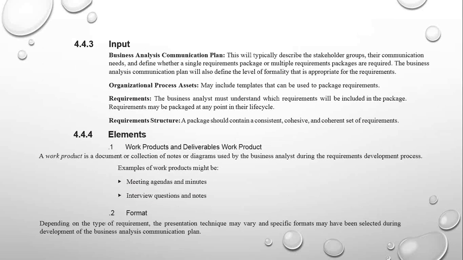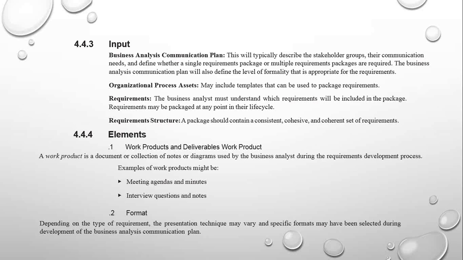Let's see what the inputs are. When we talk about input, first is the business analysis communication plan. The plan always plays a very big role, and we have studied the business analysis communication plan in the previous sections also, but now we are going to talk a little more over here. It describes the stakeholder group, its communication needs, and whether a single requirement package or multiple requirement packages are required. The business analysis communication plan will also define the level of formality that is appropriate for the requirement.